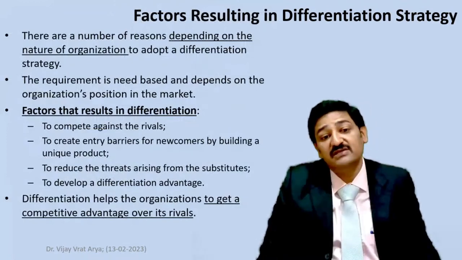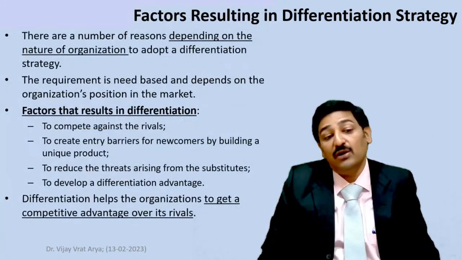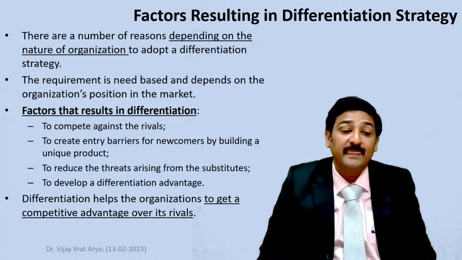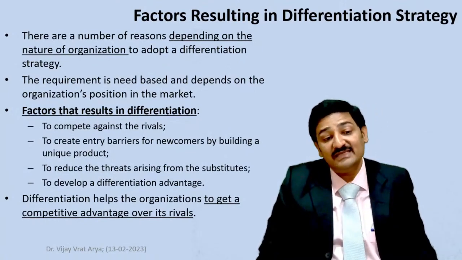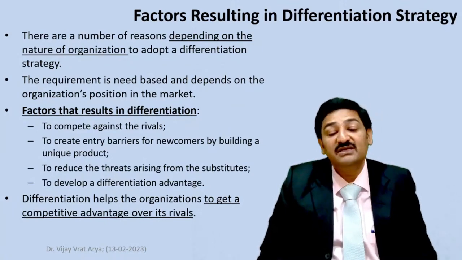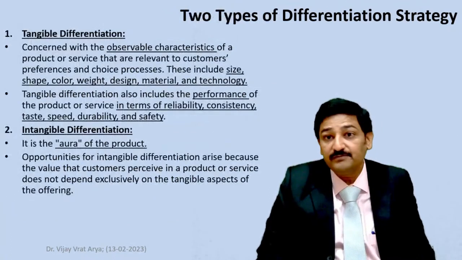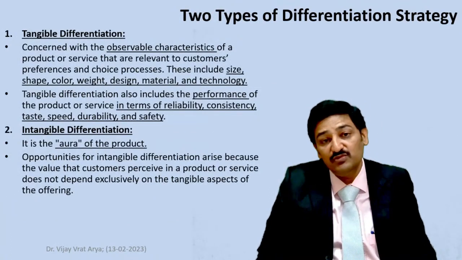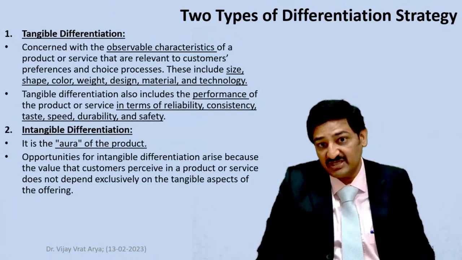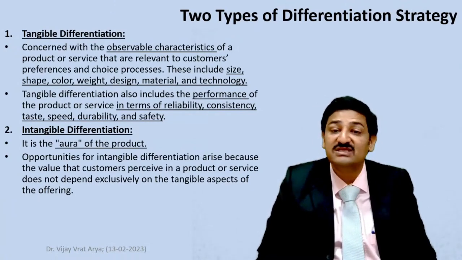They also reduce the threats arising from substitutes, and they also develop a differentiation advantage for the firm. Hence we can say that differentiation helps organizations get a competitive advantage over their rivals. And hence there are two major types of differentiation strategy the firm can formulate at the business level.